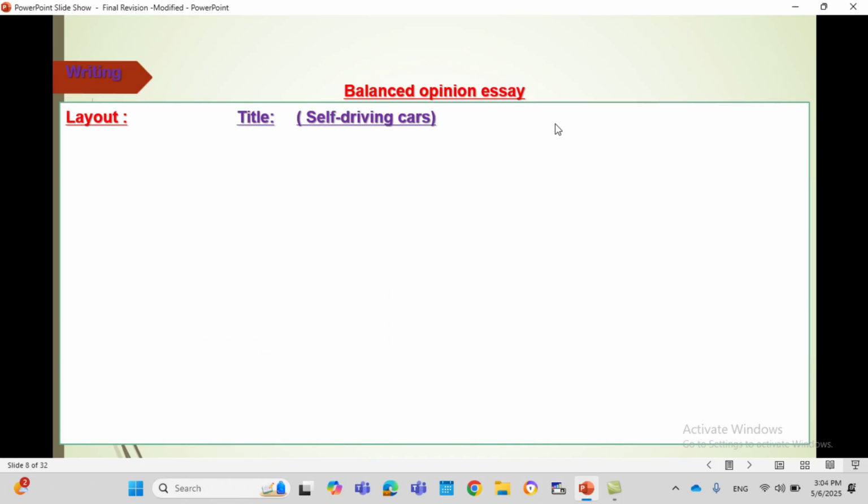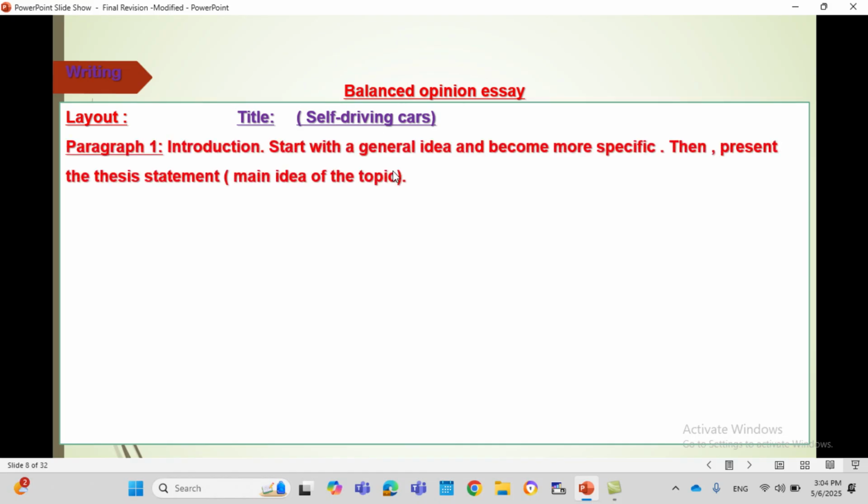This is the layout of writing a balanced opinion essay. When you start writing a balanced essay, you should start with the title. And here, for example, this is the model writing in Unit 6, Lesson 7, Self-Driving Cars. You write the title in the middle. After that, we start with paragraph 1, and paragraph 1 contains the introduction.